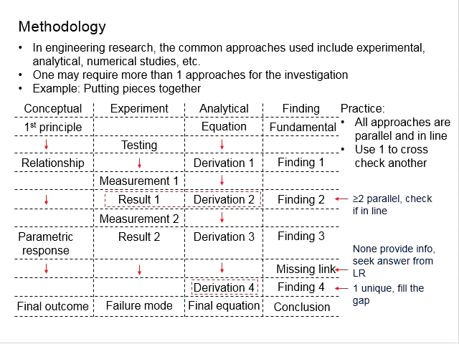Sometimes it can reach a condition where none of the methods are able to provide an answer on a certain thing. That will be the missing link. And you might need to seek the answer from the literature review, doing more review of the literature, or if you still can't find the answer, probably highlight this and provide recommendations for future studies.